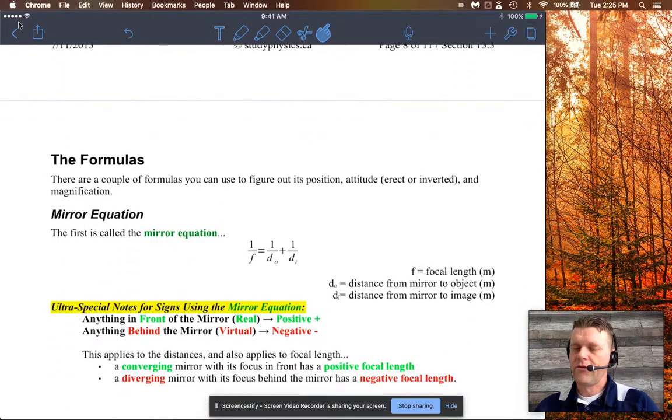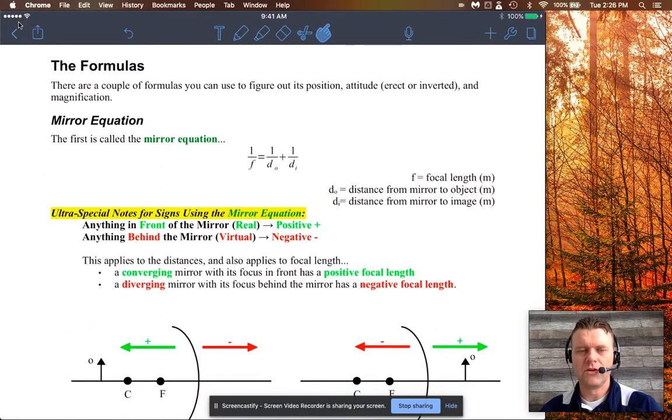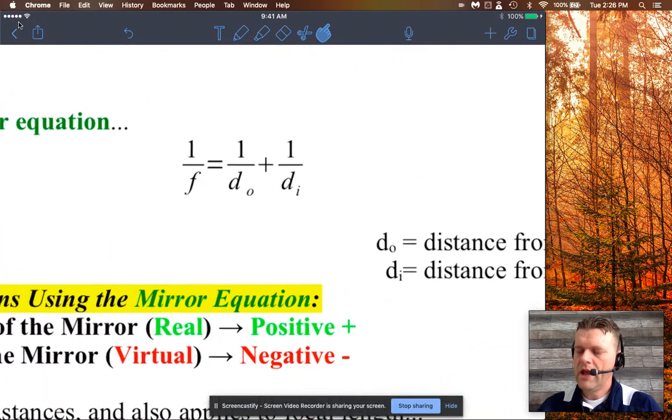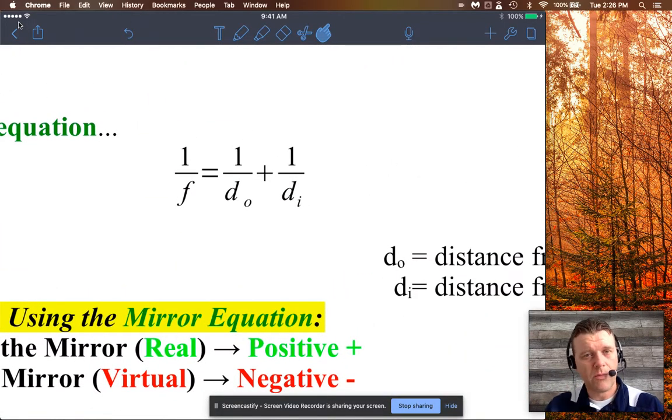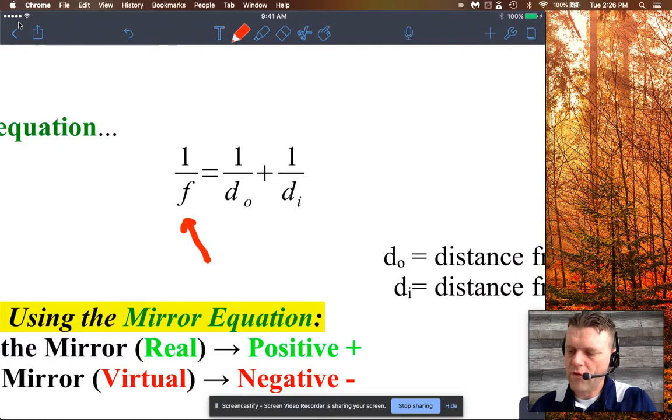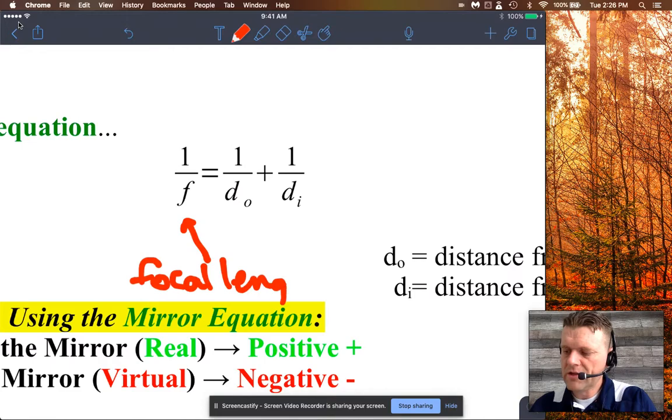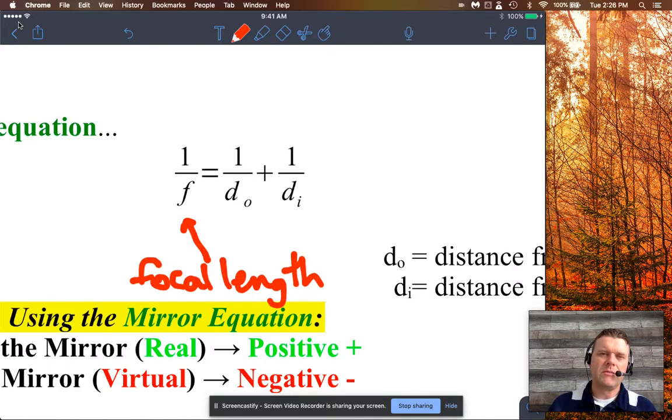So the formulas. Finally, here we're going to get to the formulas. You'll notice these on your formula sheet. They're in the middle section, I think. This is the mirror equation, and it's also the lens equation. I'll post a video on that shortly, but it works for both mirrors and lenses, which is really cool. Anyway, f is the focal length, and it doesn't matter what the units are. Usually they're in centimeters for the math that we do, but these are all distances.